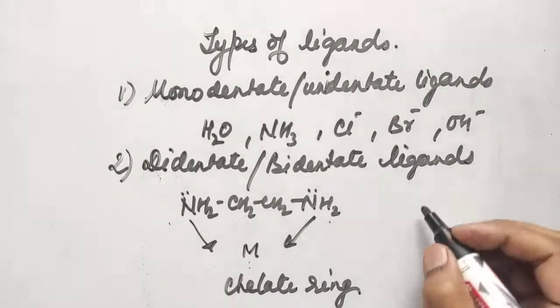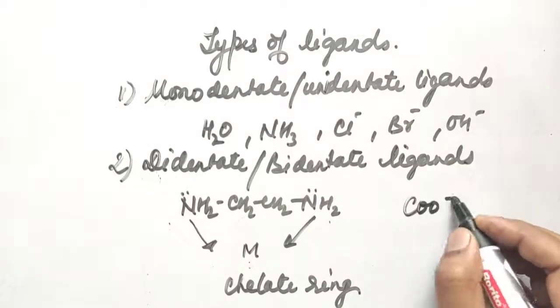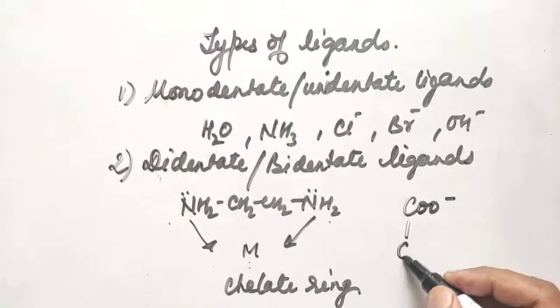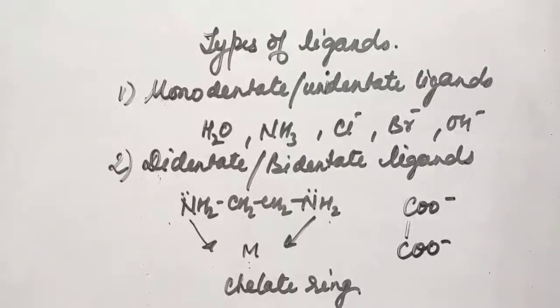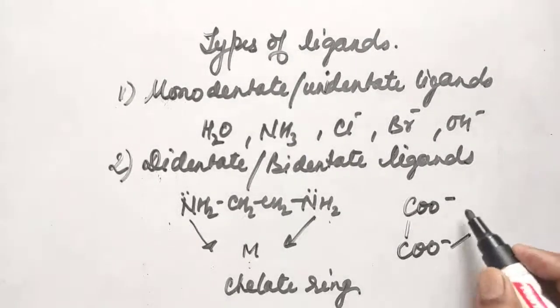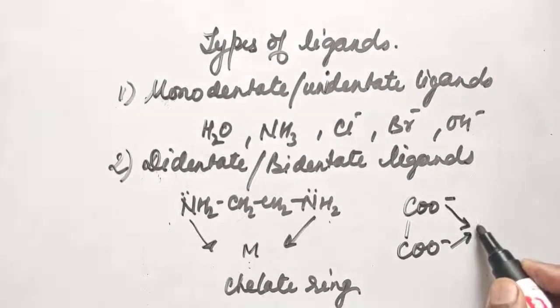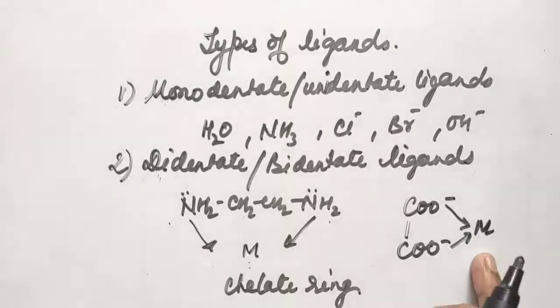Right. There is one more example I can give you of a bidentate ligand, the oxalate ion. Oxalate ion, COO minus here. These two oxygen atoms have lone pairs of electrons and can donate to the metal atom and also form a chelate. Right.